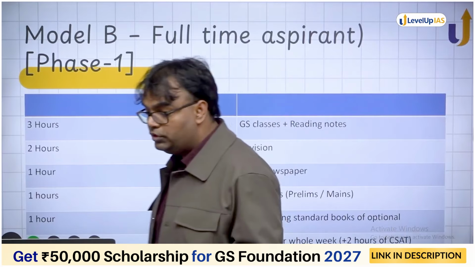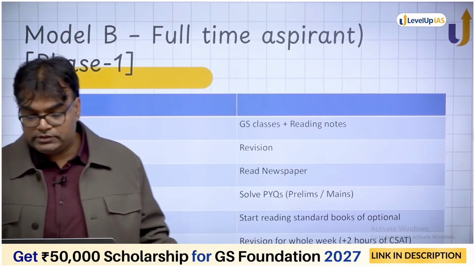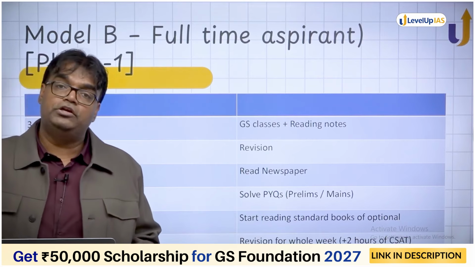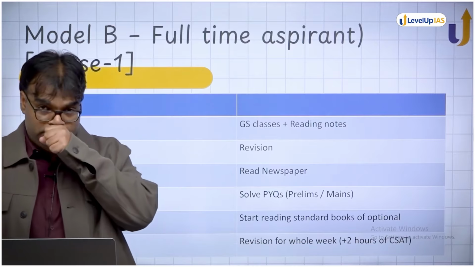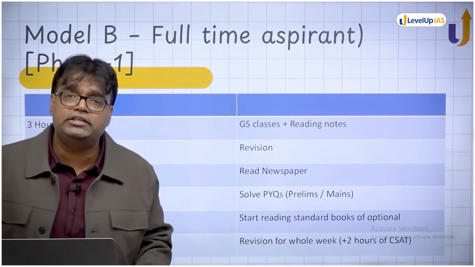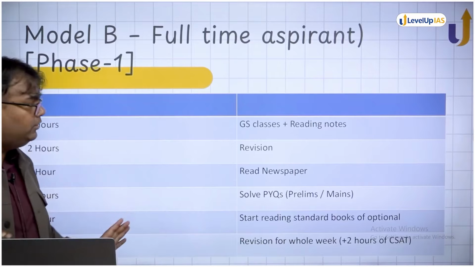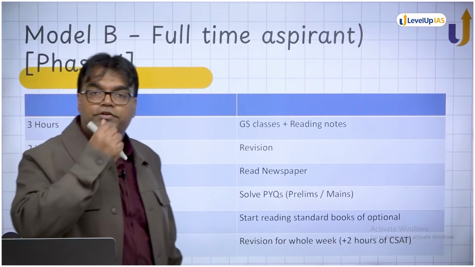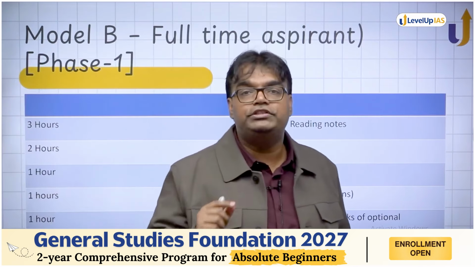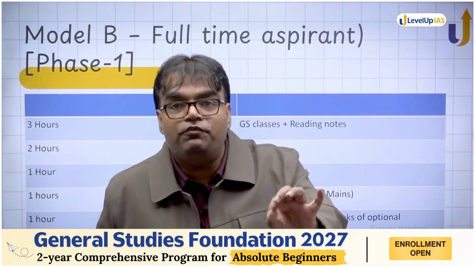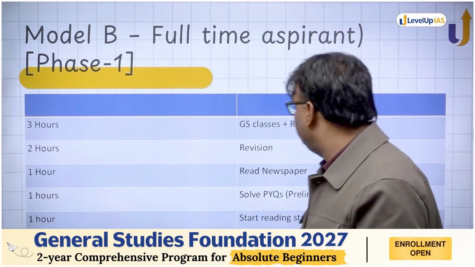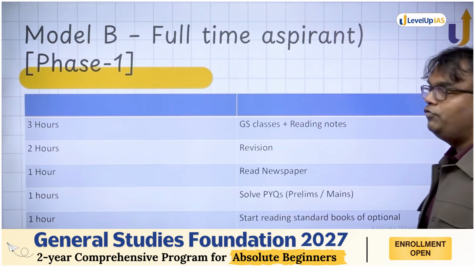Now, please note, this method is slightly different from the method of people who are working or who are in college. Before this, we had discussed the plan for them. Here, in the first phase only, first phase is what? November 2025 to June 2026. In the first phase only, you start reading some standard books of optional.